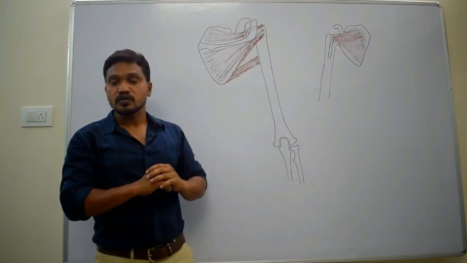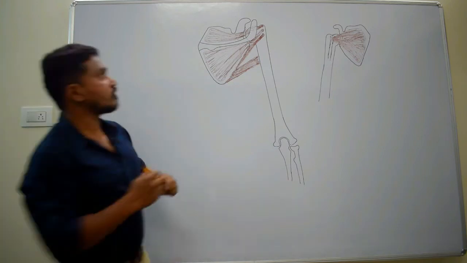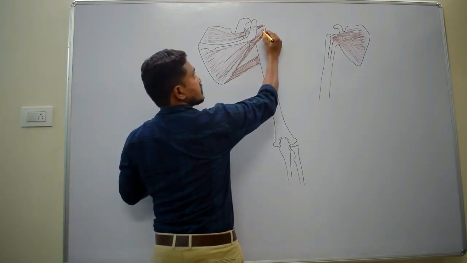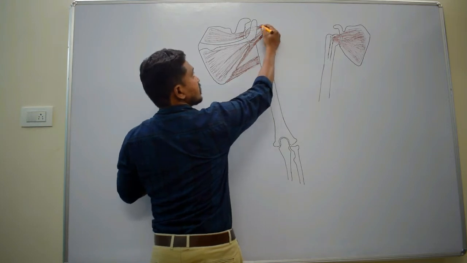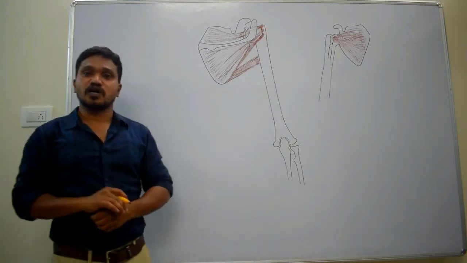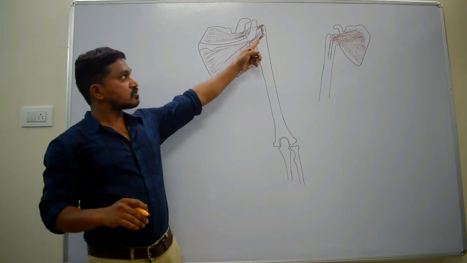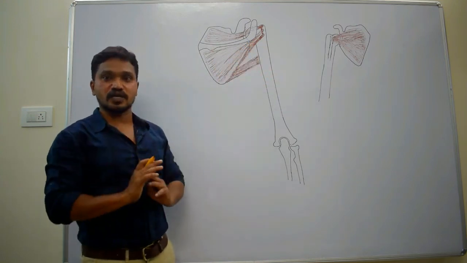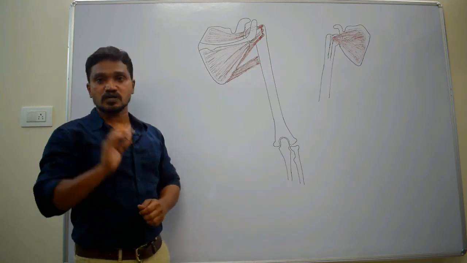Those muscles we are calling rotator cuff muscles. When they are inserting, we cannot show them as separate muscles. They fuse with one another and they fuse with the capsule also, right? These muscles fuse with one another and with the capsule and strengthen the shoulder joint. So these muscles we are calling rotator cuff muscles.